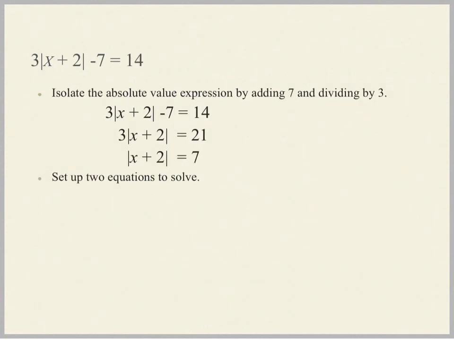In this next problem, we recognize that the absolute value expression is not isolated. Therefore, we begin by adding 7 to both sides, then dividing by 3, so that we can arrive at an absolute value expression that is isolated. Again, I'll be setting up two equations to solve this. The first equation, x plus 2 equals 7, and the second equation, x plus 2 equals a negative 7.